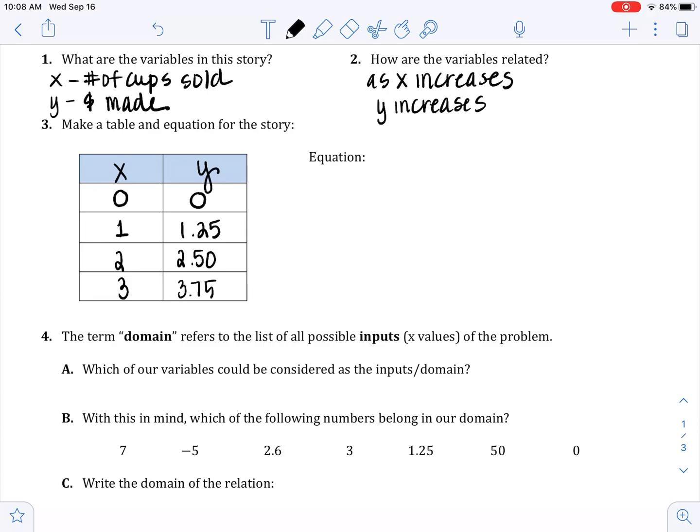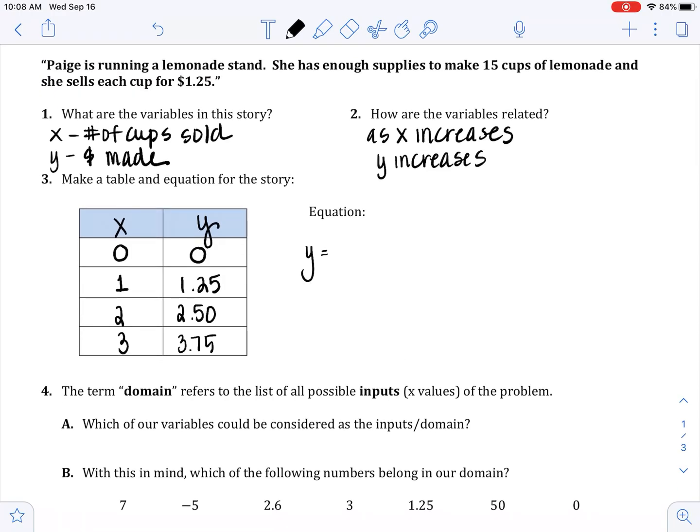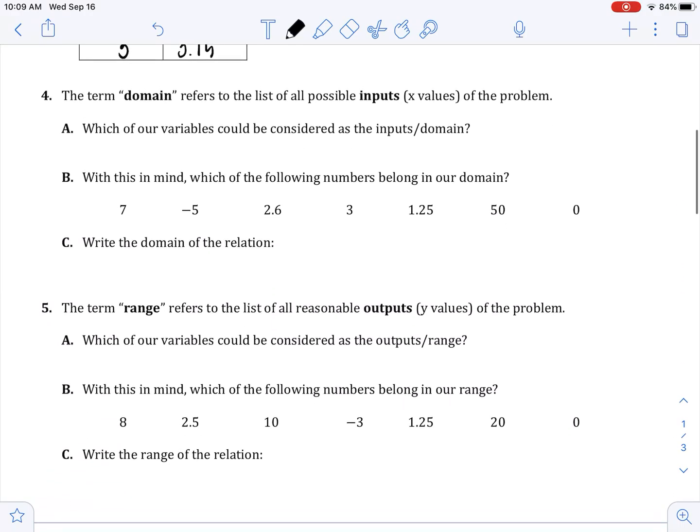All right, so let's write an equation that represents this story. So we have our total amount is equal to, and now we have to think about how we're going to get our total amount here. She's selling cups for $1.25 a piece, so $1.25 times the number of cups she sells. Realize there is no plus or minus an amount because she doesn't have an initial amount. If you're like, where does the 15 come from? That's where we're going to talk about domain in there.